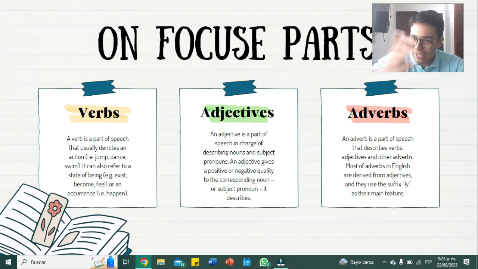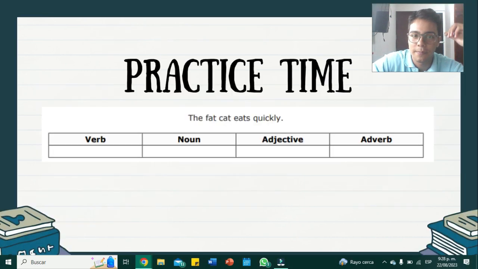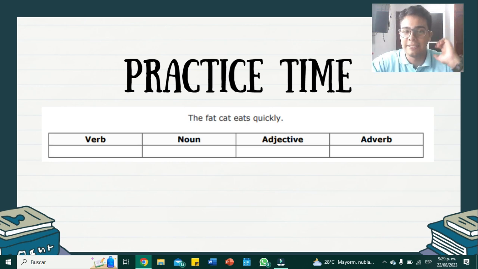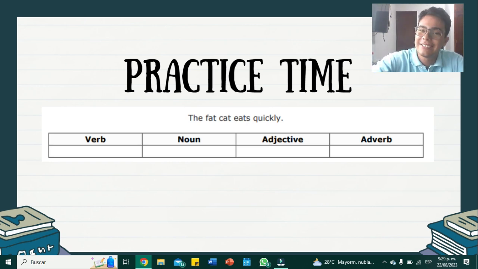And as I was telling you, most of the adverbs in English are derived from adjectives, and they use the suffix "ly" as the main feature. Now, what do you think if we have a practice time? Here we have a sentence: The fat cat eats quickly.